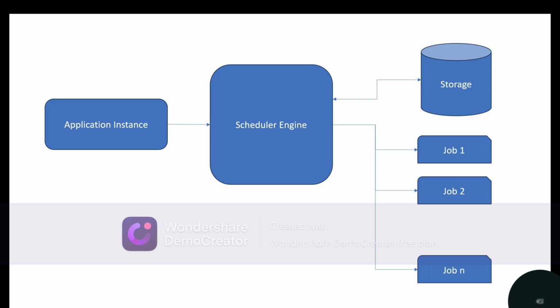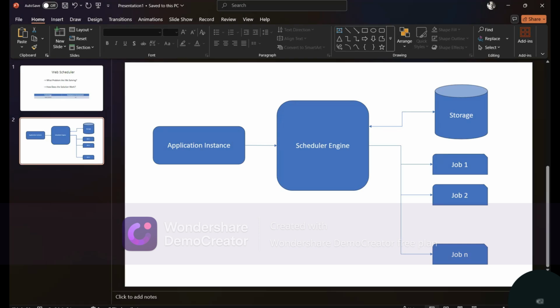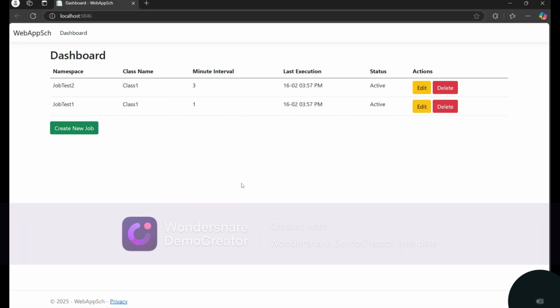Moving to the UI screen, this is the UI screen for this web scheduler. You can see that I have created two jobs, job 2 and job 1, and here I have provided the namespace and class name, and I will explain later why we need a class name and a namespace. And this is the interval, which means that this job 2 will be executed every 3 minutes.